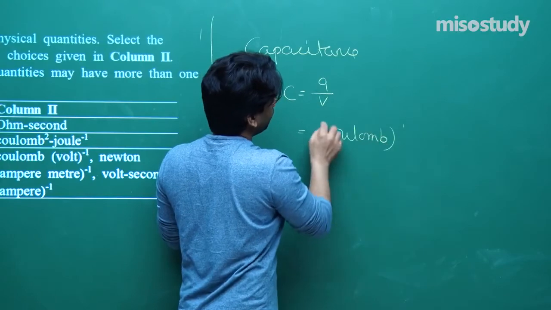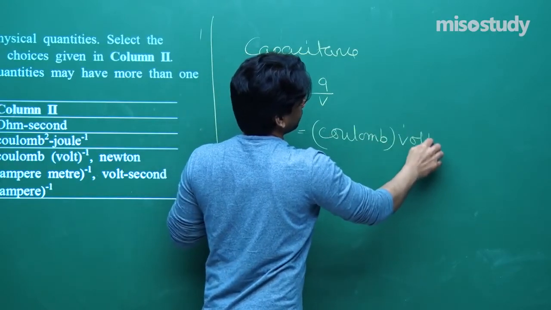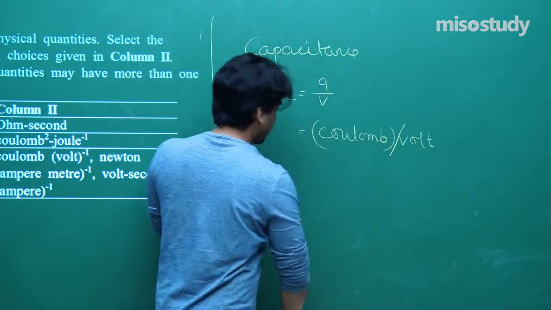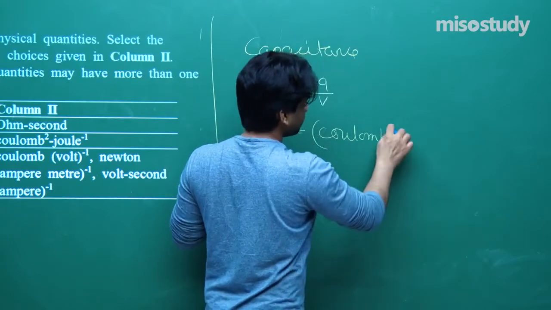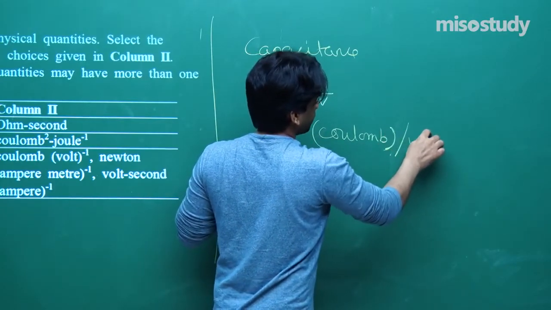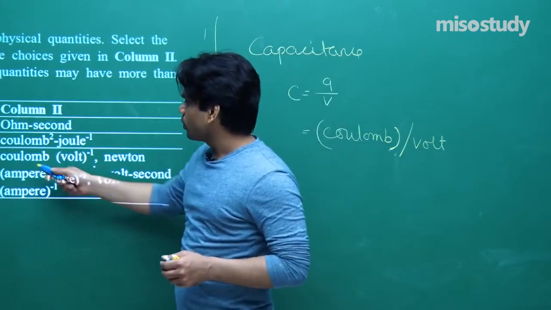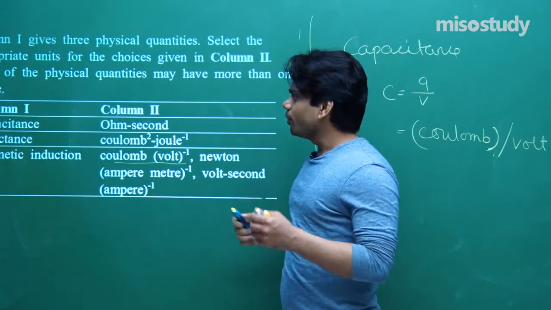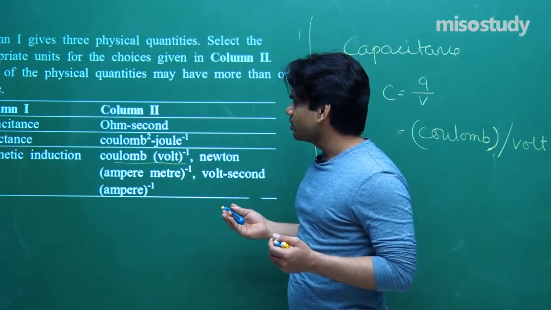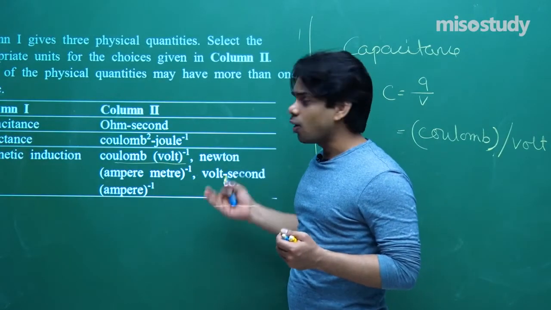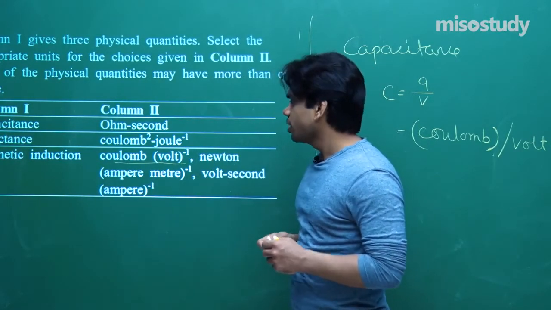Coulomb per volt. Coulomb per volt, that is what we are going to obtain. Let's be very quick to check coulomb per volt, whether we are having it anywhere. Yes, coulomb per volt we are having here. So we need to make one column, and one more column, to show how capacitance is matching with each of the given units, coulomb per volt.